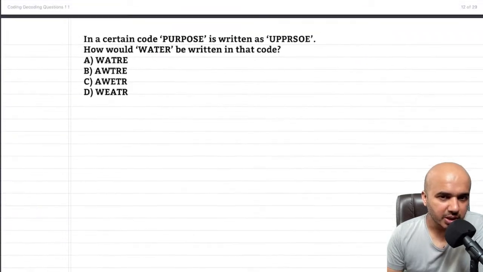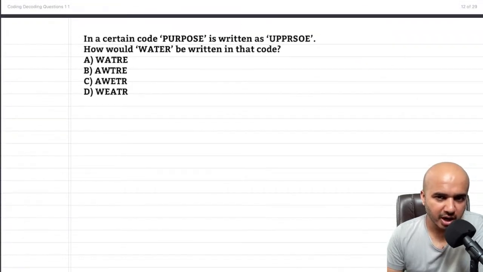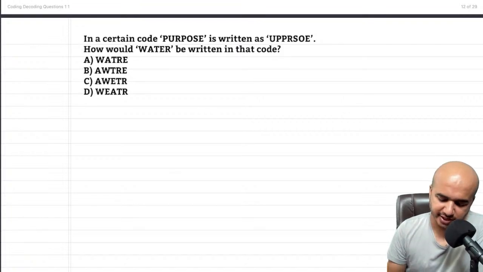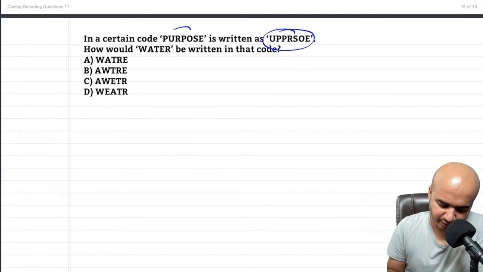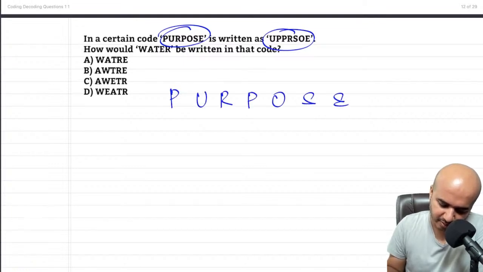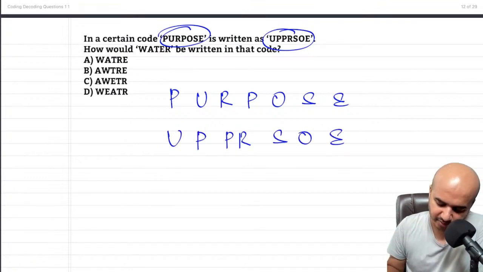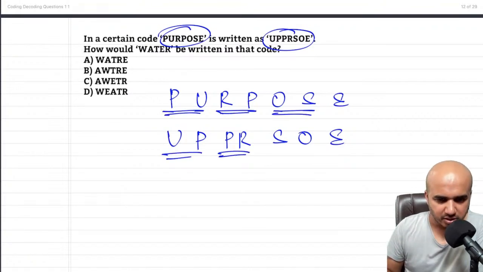In a certain code, purpose is written as UPPRSOE. So we can easily understand that it is nothing but interchanging of letters. Let us see how they have interchanged them. PURPOSE is written as UPPRSOE. So PU has become UP, RP has become PR, OS has become SO, and E remains as it is.